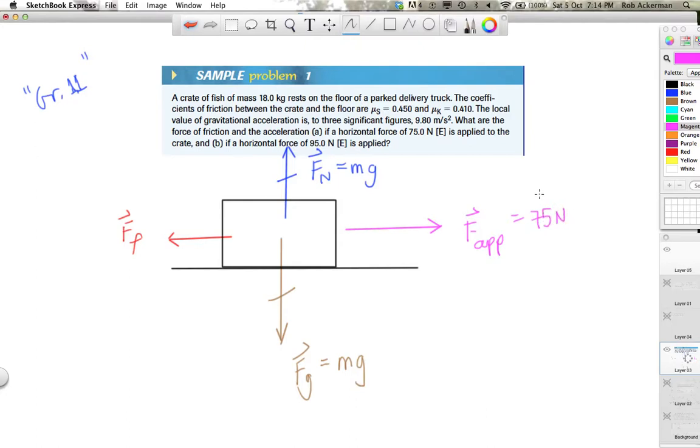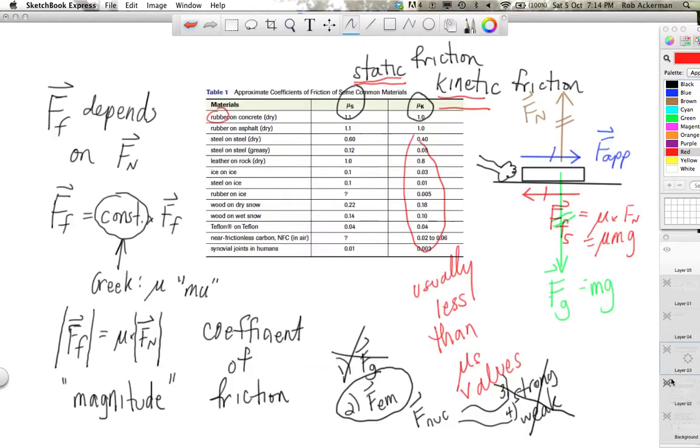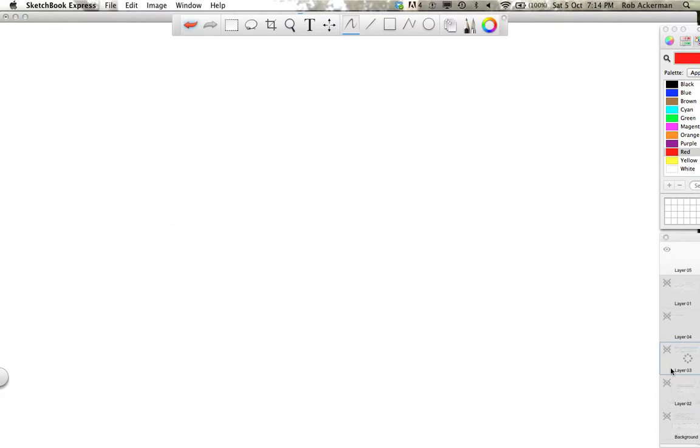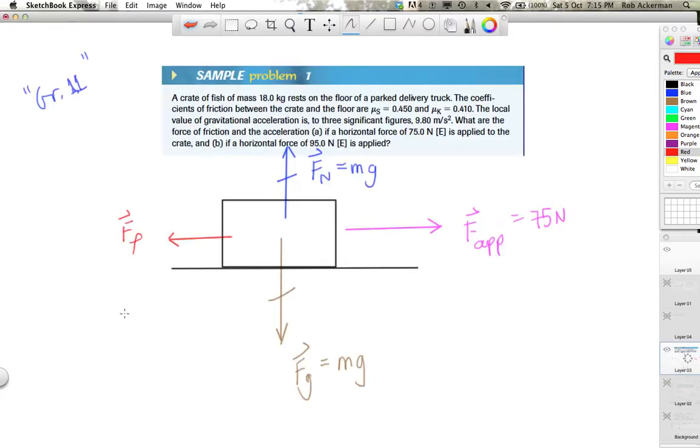75 newtons in the direction indicated. And then there's friction, which according to our formula learned in grade 11 is F_f equals mu F_n. So we go back here and say this is equal to mu times F_n, but we know F_n is equal to mg, so we can actually write that in. And now let's take a look.